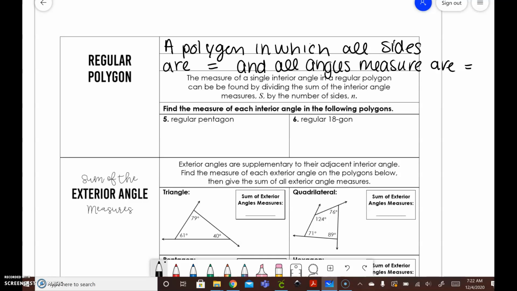We're going to know that a quadrilateral that has 4 equal sides and 4 equal angles is a square. So we know what these are. This is just adding a little bit more of a math side to it.